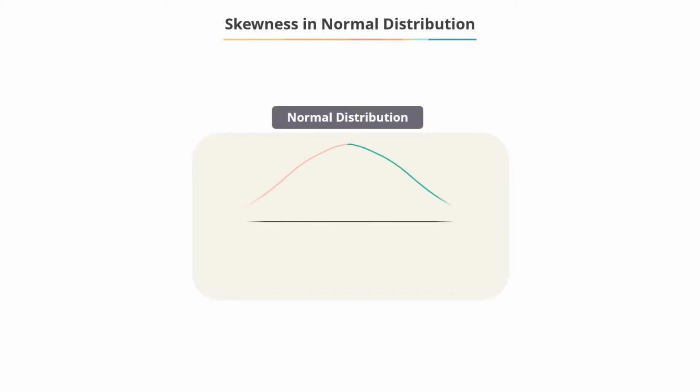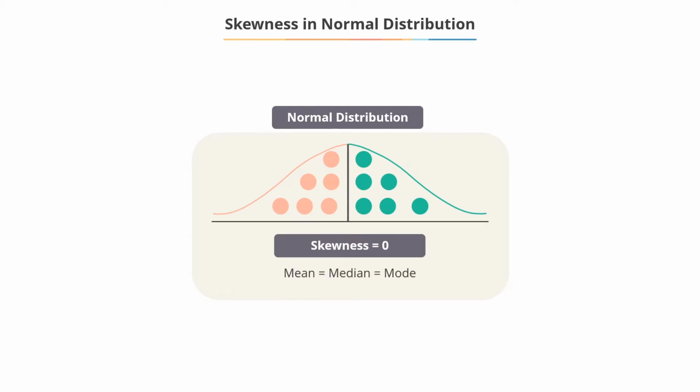In a normal distribution, data is symmetrically distributed, and the skewness is zero as all measures of central tendency lie in the middle. But what do you do if it is not so? Let's understand this with an example.